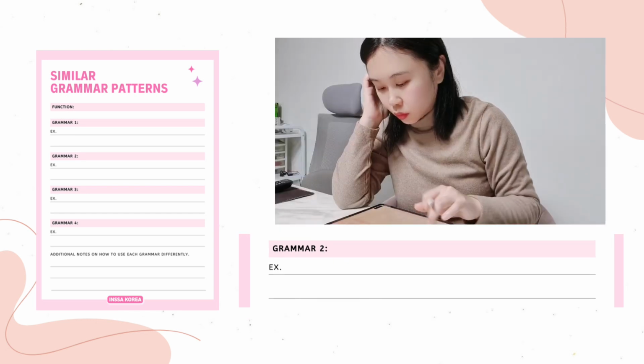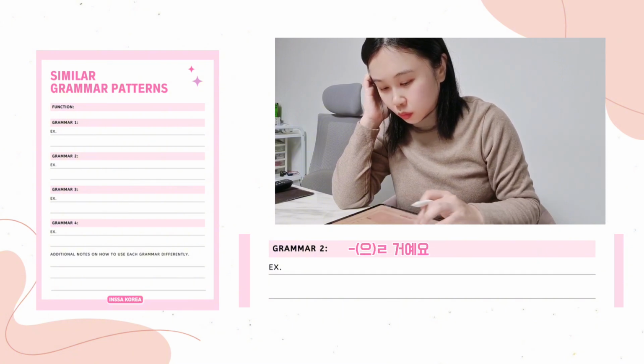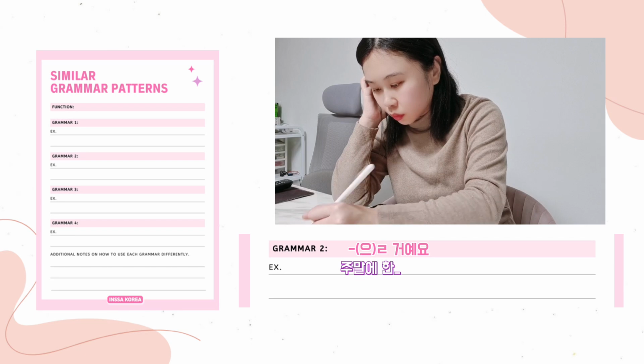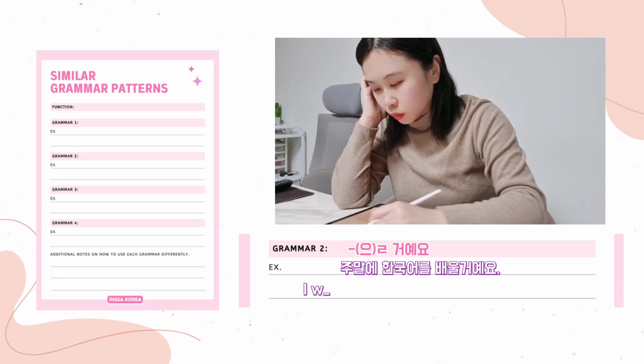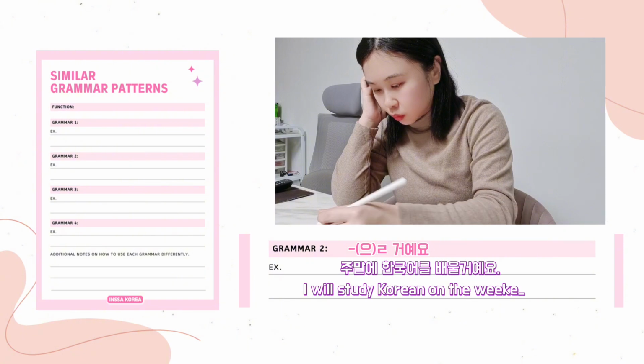And in the blank of grammar 2, we are going to write down the grammar for future tense, which is 을 거예요. And our sample sentence will be 주말에 한국어를 배울 거예요. I will study Korean on the weekend.